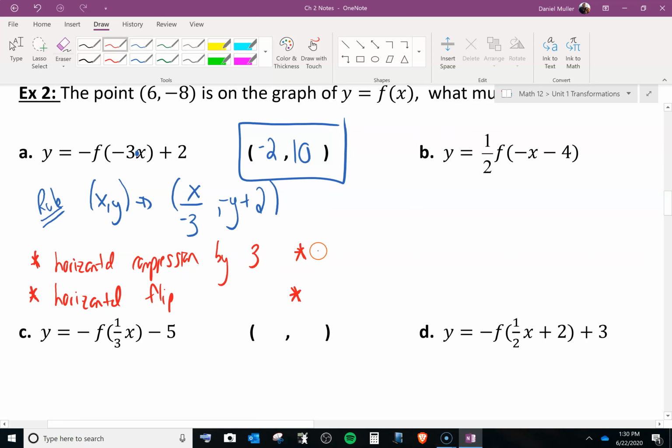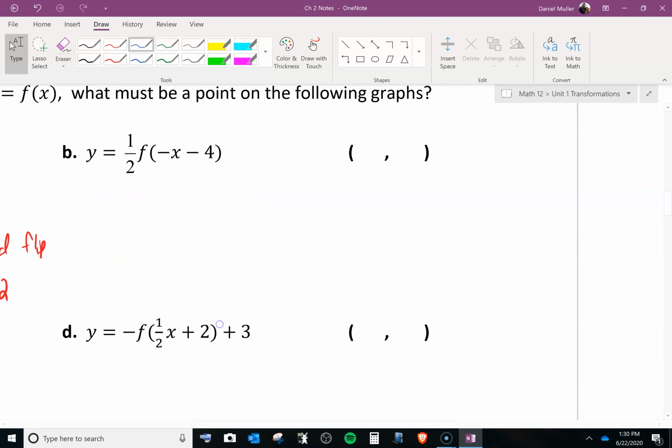For the y's is a vertical. So we have a vertical flip, or reflection. And then we're adding 2, so that's going to be going vertically up by 2. So I like to create a rule so I can come up with a point, and then I can write down in words after what all of our transformations are. Let's take a look at the next one.